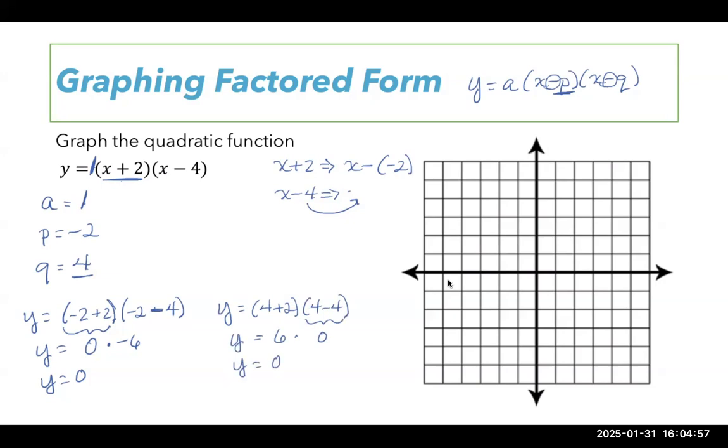So from your p and q values, what you are really getting are the x-intercepts, which are also sometimes referred to as the zeros of the function or the roots of the function. But in our case, we're really just interested in them being the x-intercepts. So at -2, I can put a point, and at +4, I can put a point.